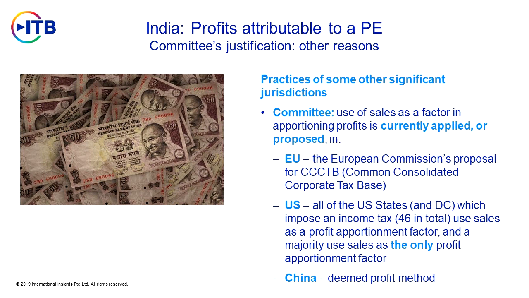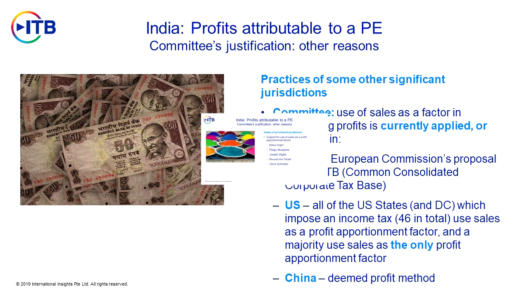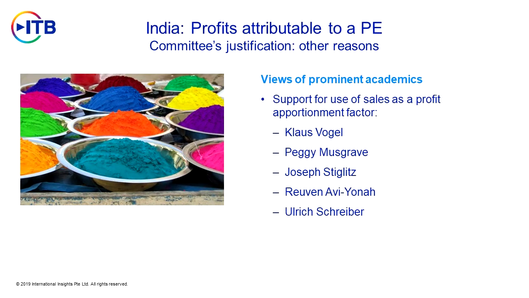The EU. This is the European Commission's proposal for CCCTB, the Common Consolidated Corporate Tax Base. The US. According to the committee, all of the US states which impose an income tax, 46 in total, use sales as a profit apportionment factor, and a majority of them use sales as the only profit apportionment factor. And, would you believe it, China, in regard to its deemed profit method. And in regard to the views of prominent academics, the committee finds support for the use of sales as a profit apportionment factor in the writings of Klaus Vogel, Peggy Musgrave, Joseph Stiglitz, Reuven Avi-Yonah, and Ulrich Schreiber.